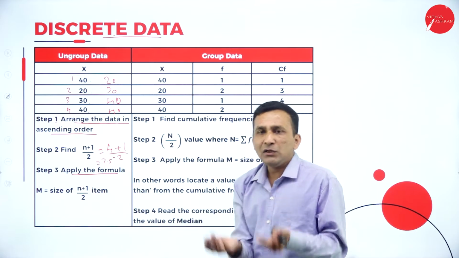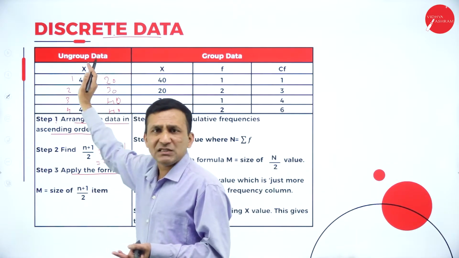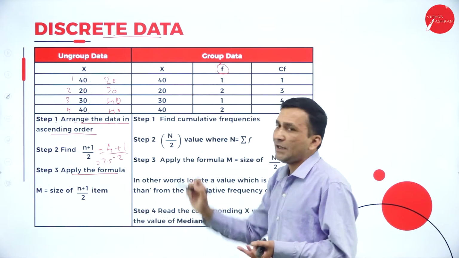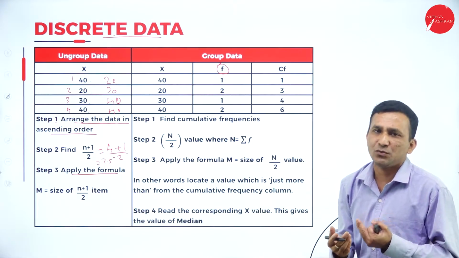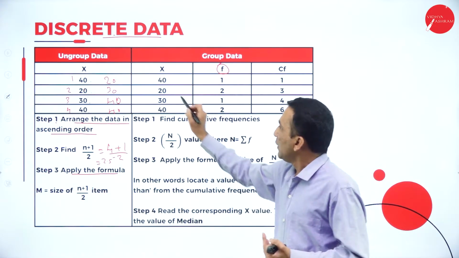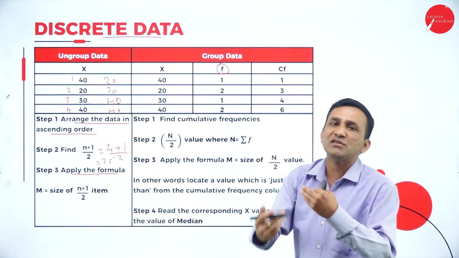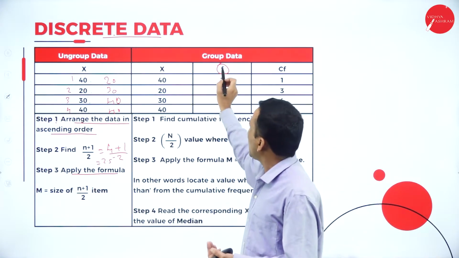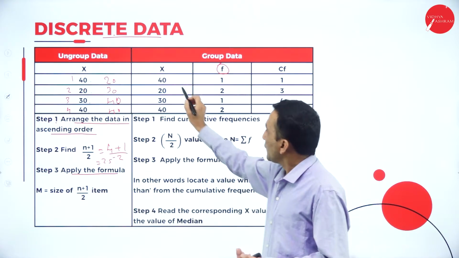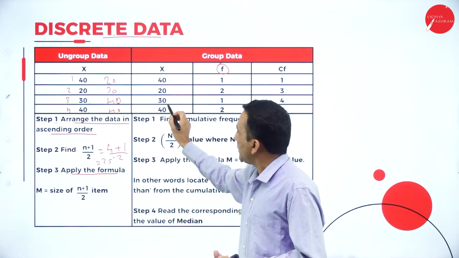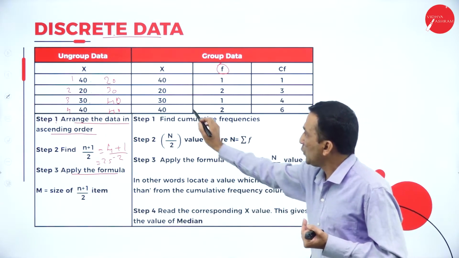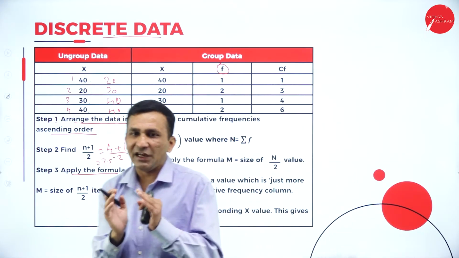In ungrouped data, there is no frequency given. But in grouped data, you can identify a frequency. Frequency means the number of observations. 40 arises only one time, and 20 arises two times; 20 is repeated twice. Under grouped data we are able to identify the frequency. Here 40, 20, 30, 40 are given, but in this case we don't need to arrange any data.